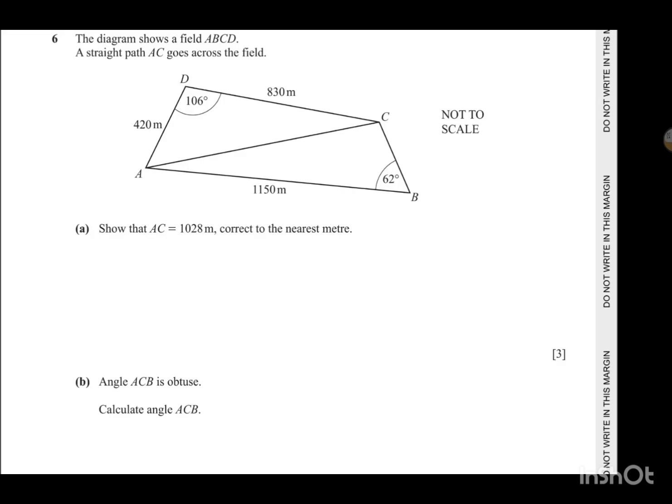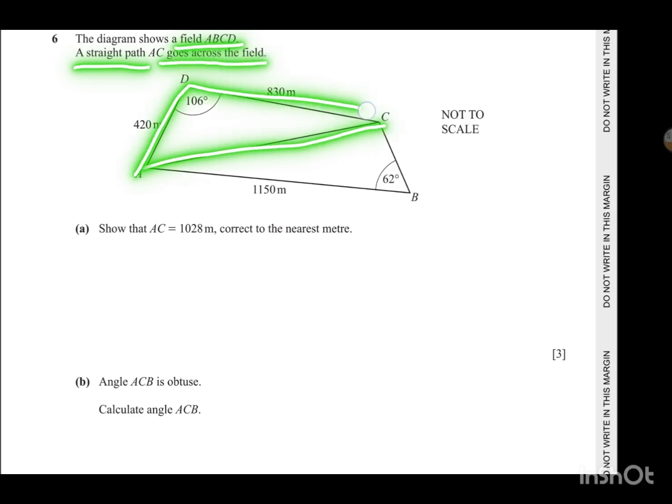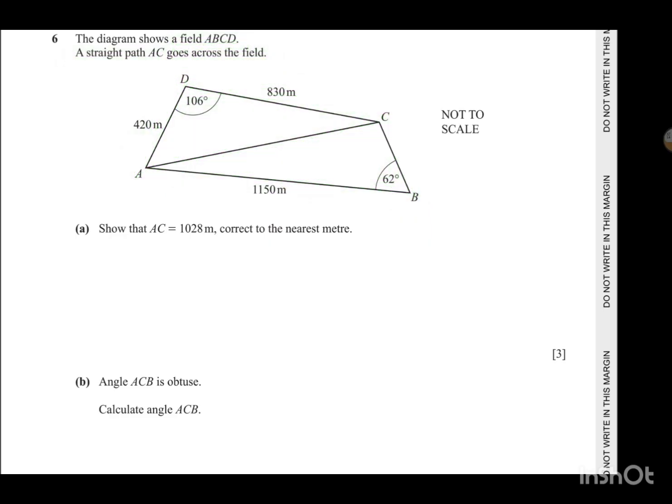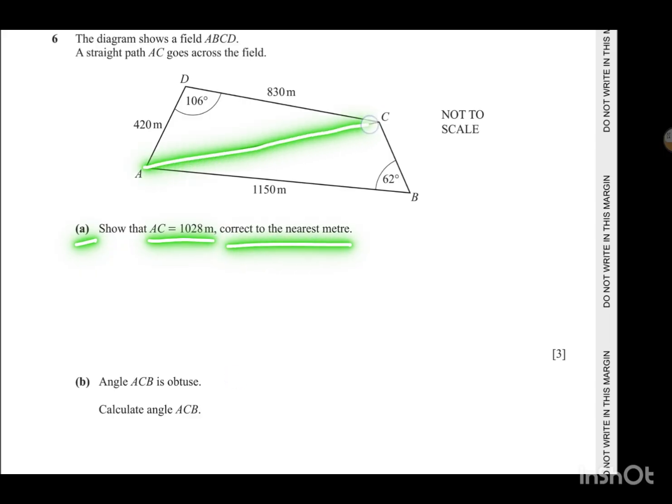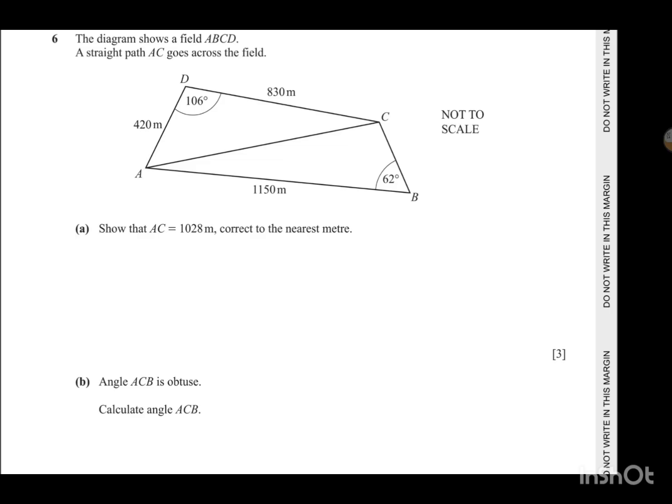Question number 6. The diagram shows a field ABCD. The straight path AC goes across the field. This is the straight path and ABCD is the field. Show that AC is equal to 1028 meters. Question A. Correct to the nearest meter. We need to find out that this is 1028 meters as the distance.